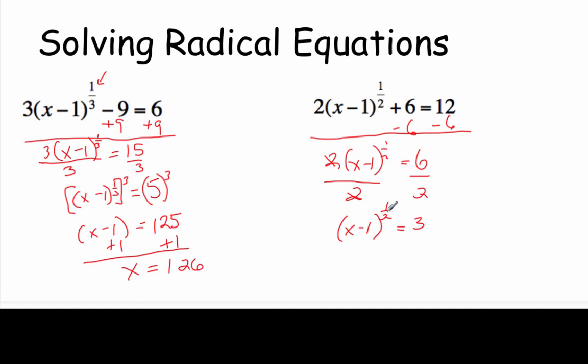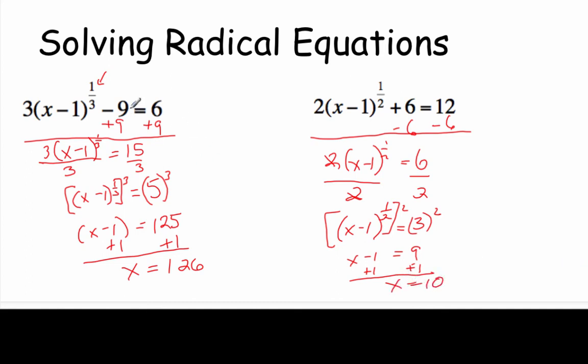1/2 power is the same thing as taking the square root. The opposite operation of taking the square root is to square. Whatever I do to one side, I also have to do to the other. So I'm going to end up with x minus 1 again is equal to 3 squared, 9. Add 1 to both sides, and I get that x is equal to 10.